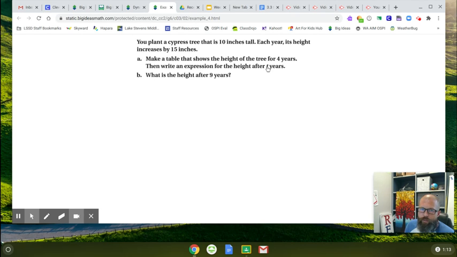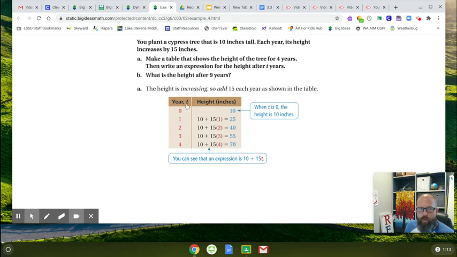So t years means you could figure out the height after 20 years if you wanted to, just by putting in a 20 for the t in your equation. So what is the height after 9 years? That's what it ultimately wants to know. So the height is increasing, so we're going to add 15 each year.